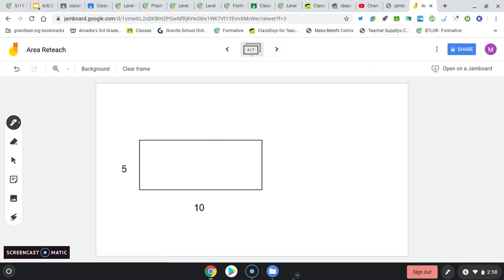Okay, perimeter, they did not give us this side, but I know it's 10 because this is 10 down here. And since this one's 5, I know this one's 5. Okay, so to add them up, 10, 20, 25, 30. Perimeter would equal 30. Okay, area, so you're going to multiply a height times a width. 5 times 10 would be 50.